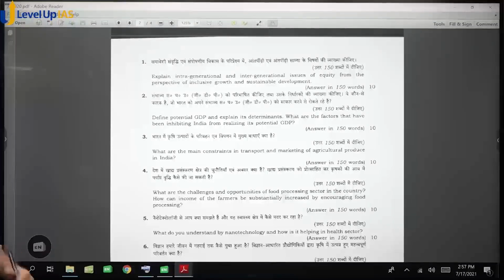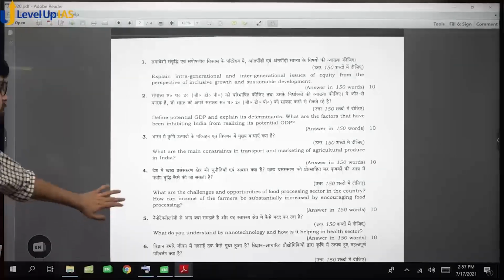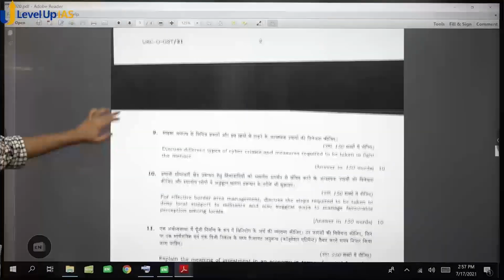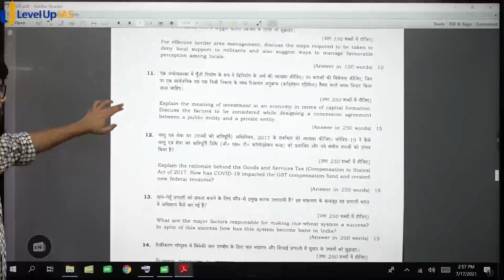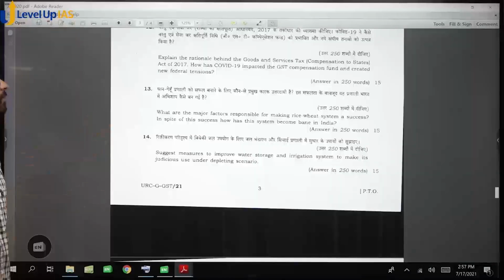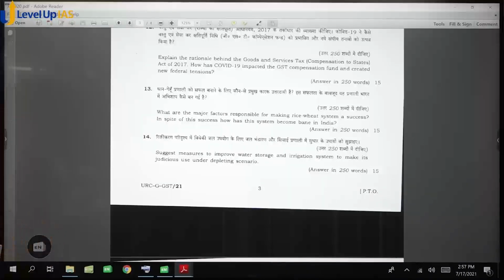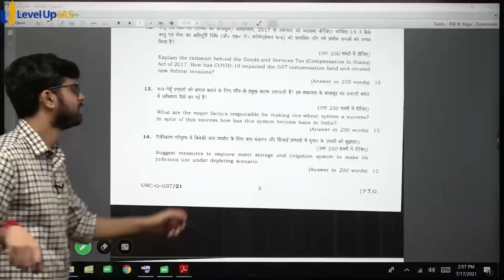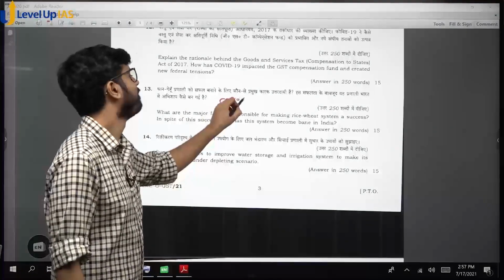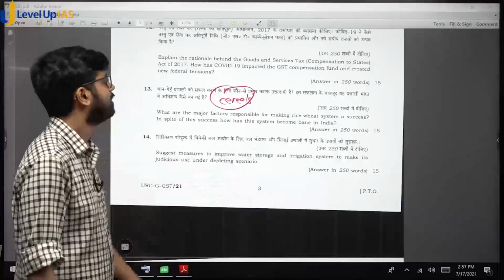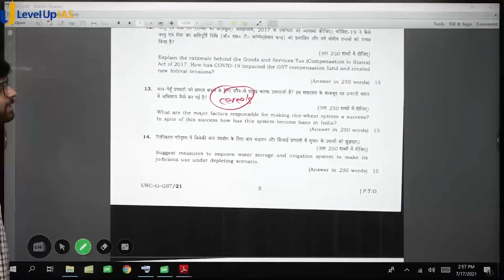That makes it difficult, right? 2020 question 13. Cropping patterns, direct question. What are the major factors responsible for making the rice wheat system? Rice wheat means cereals. In spite of this success, how has this system become a bane in India?